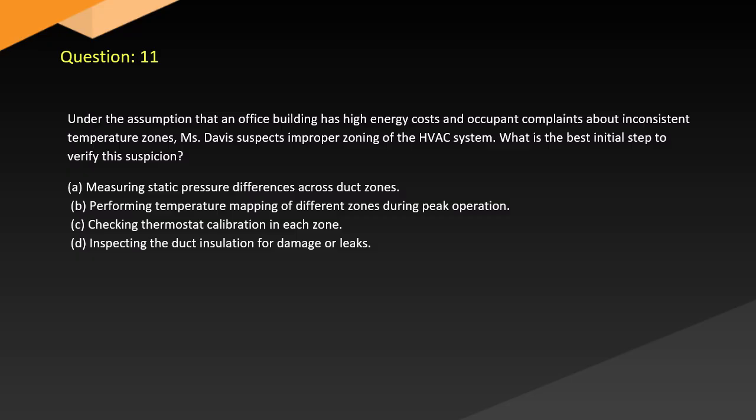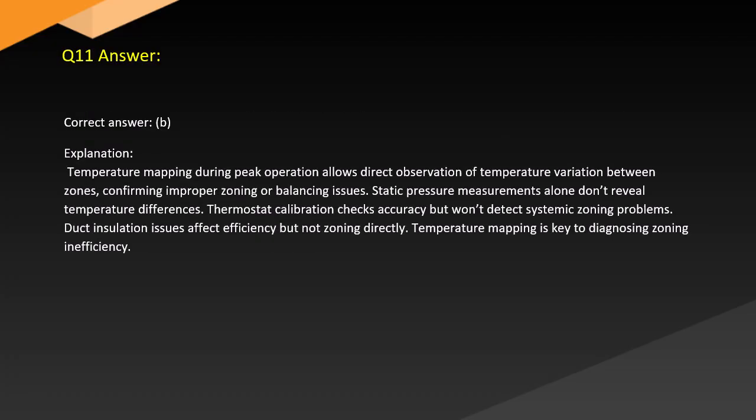C. Checking thermostat calibration in each zone. D. Inspecting the duct insulation for damage or leaks. Answer. Correct answer. B. Explanation. Temperature mapping during peak operation allows direct observation of temperature variation between zones, confirming improper zoning or balancing issues.